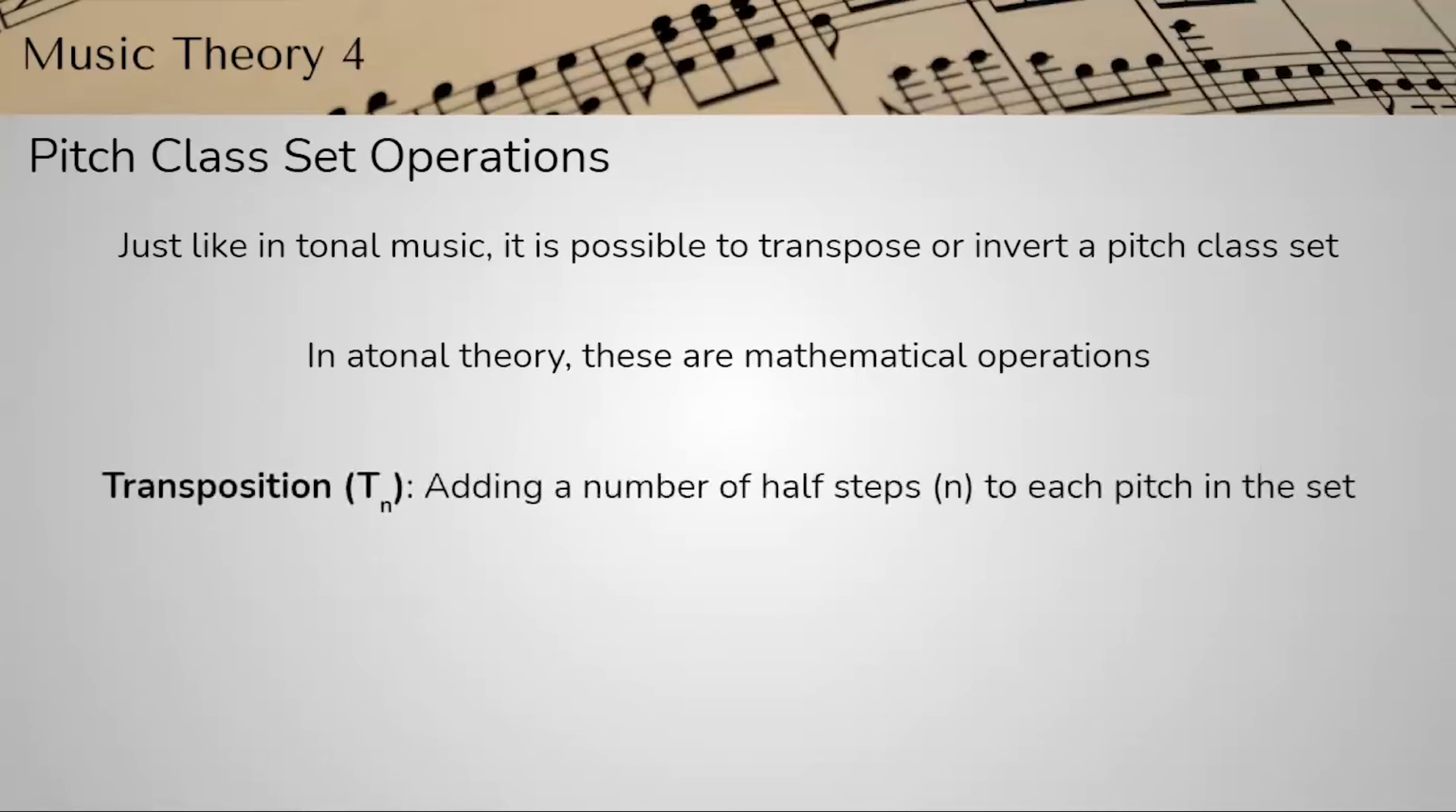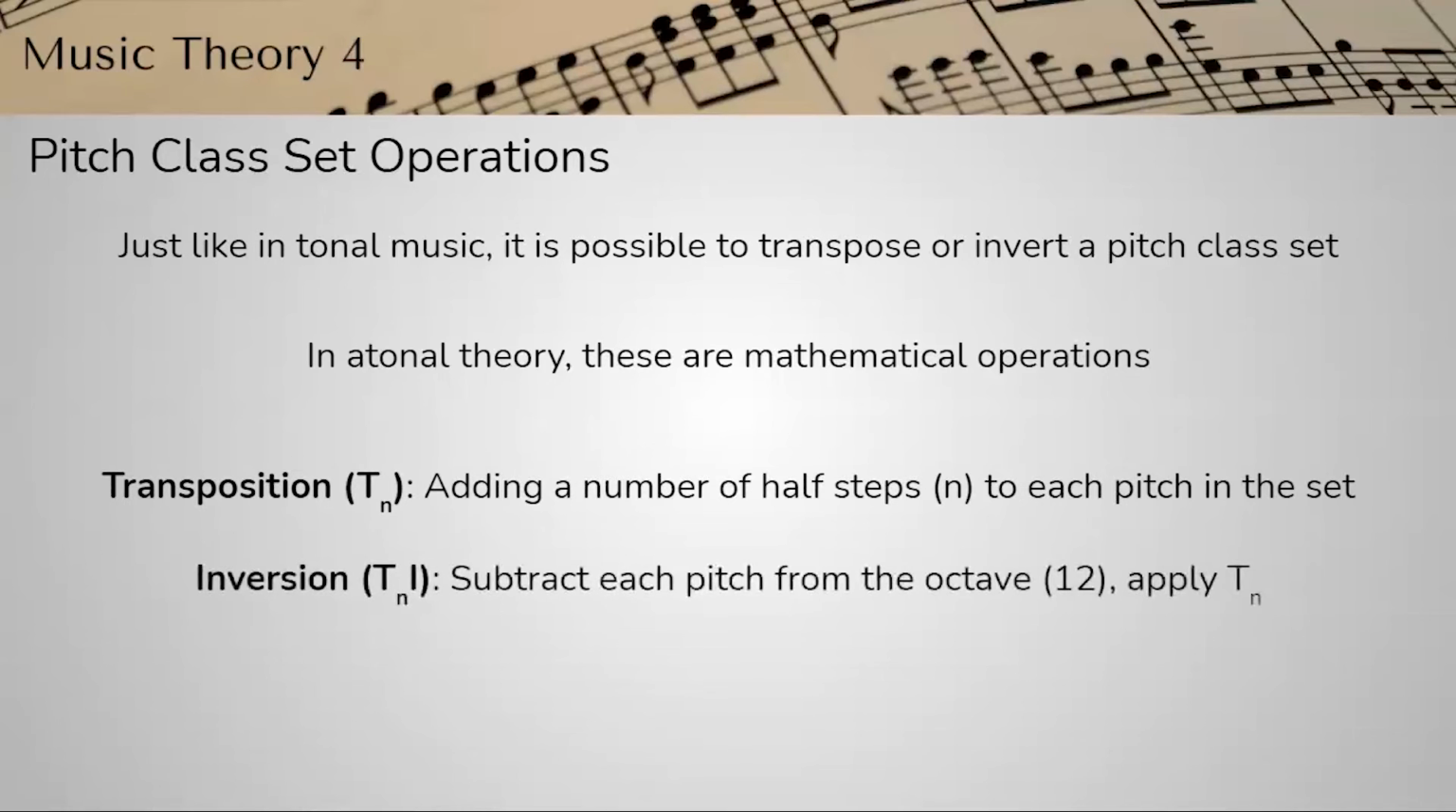Okay, so for transposition, we use the symbol T with a little n subscript to indicate how far you're going. All this means is to add a number of half steps, which is n, to each pitch in the set. Obviously this is done with the integers, not the letters. For inversion, we're going to subtract each pitch from the octave, which is 12, and then apply any transposition that might be indicated by that. Now that inversion, for some reason, which I don't actually know, is a compound operation. I'm sure there's a really good reason for it, but I don't know what it is. So it will always be accompanied with that transposition. We'll see that in a second.